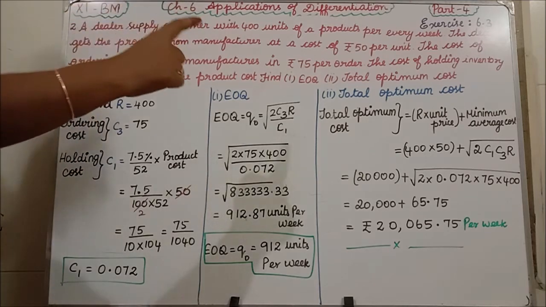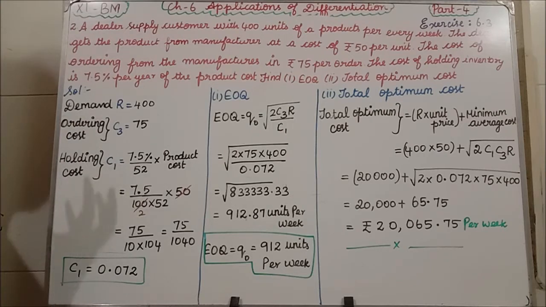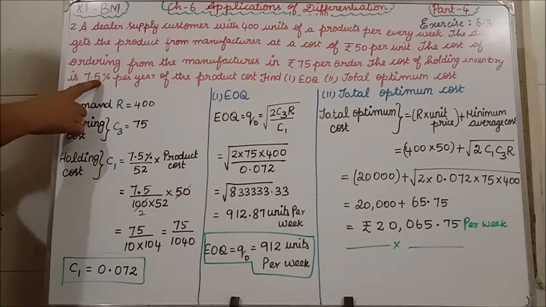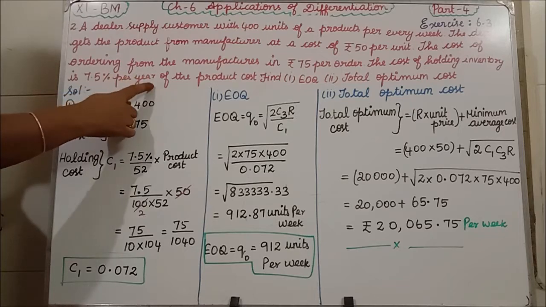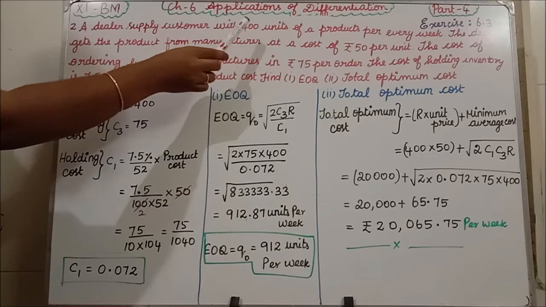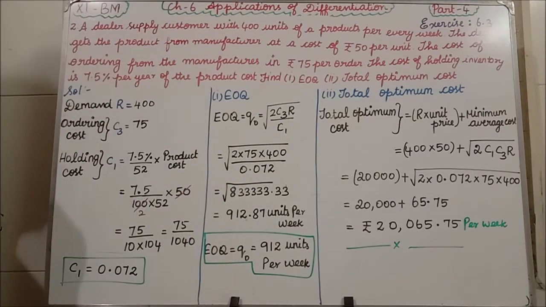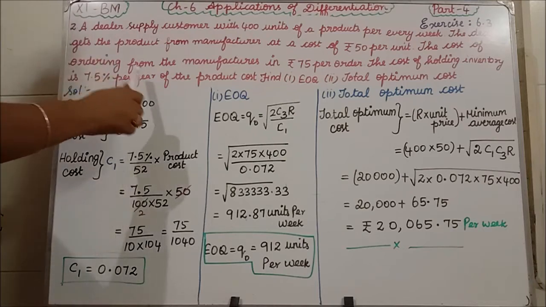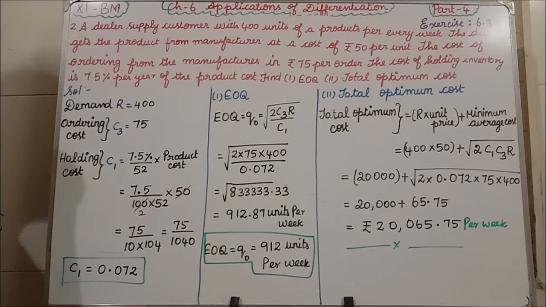The cost of holding inventory, holding is nothing but C1. Holding cost is denoted by C1. So C1 is 7.5 percentage. See here, per year they are talking. But in the first line, a dealer supplies a customer with 400 units of the product per week. So there is a difference between per year and per week. So this also we are going to convert into per week.